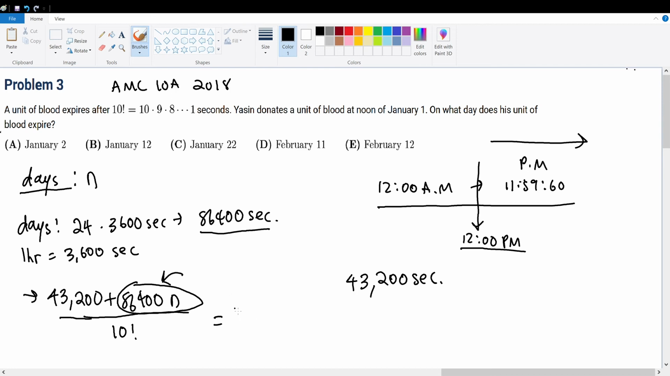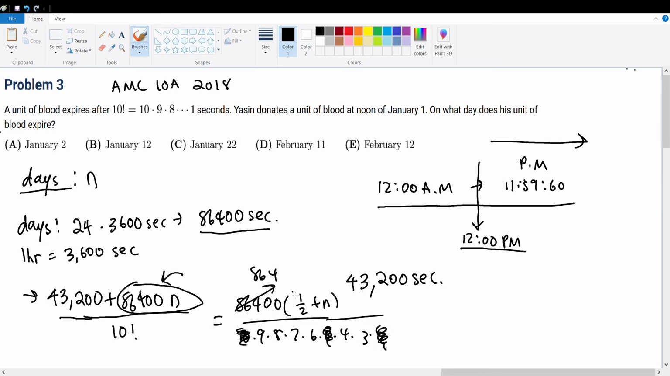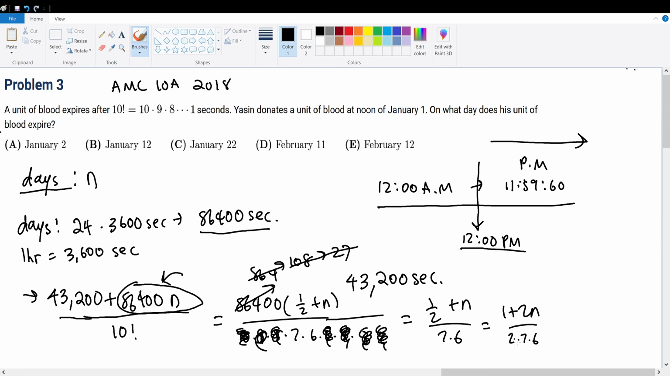So now we can factor out some like terms. We can factor out 86,400 and multiply this with 1 half plus n, all over 10 factorial, which I'm going to write down in its full expanded form so we can cancel like terms. There are two zeros at the end, so we can cancel the 10 and the 5 times 2, because 5 times 2 gives us 10. So this becomes 864. Now 64 is divisible by 8, so we can divide by 8 to get 108. Now 108 is divisible by 4, so we can divide by 4 to get 27. Now 9 times 3 is conveniently 27. So the entire numerator gets cancelled. And we're left with half plus n over 7 times 6. We can combine the numerator to get 1 plus 2n over 2 times 7 times 6, which becomes 84.